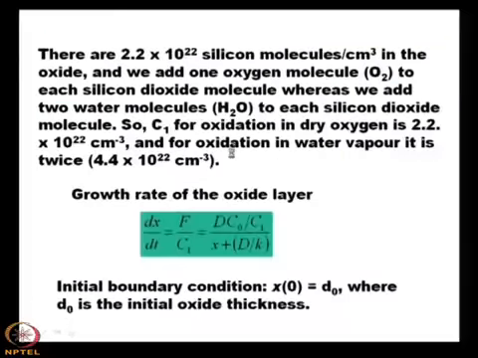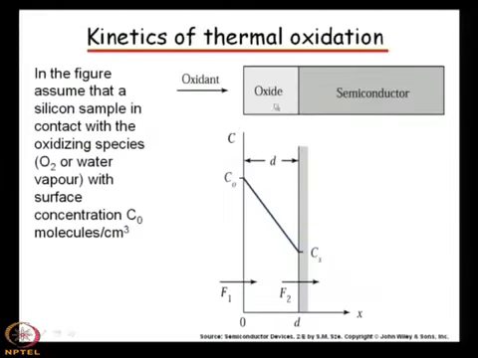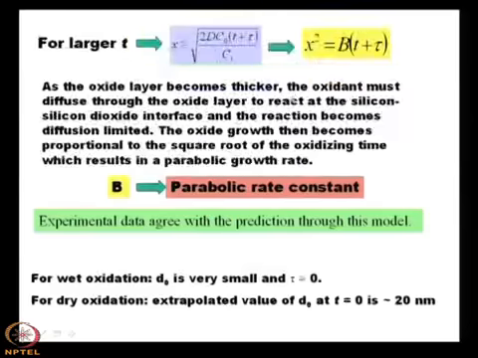Now, when there will be an oxide layer already present, so what will happen? The oxidizing species must diffuse through the oxide layer to reach the semiconductor surface, and in that case, the oxidant must diffuse through the oxide layer to react at the silicon dioxide interface, and the reaction becomes diffusion limited, and then it becomes proportional to the square root of the oxidizing time. So, there are two rate constants, one is the linear rate constant, another is the parabolic rate constant.